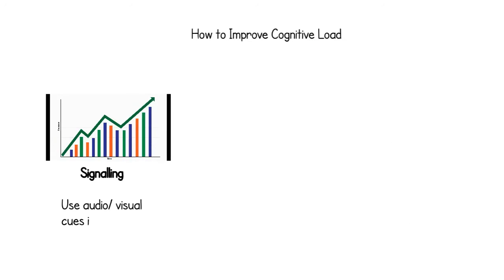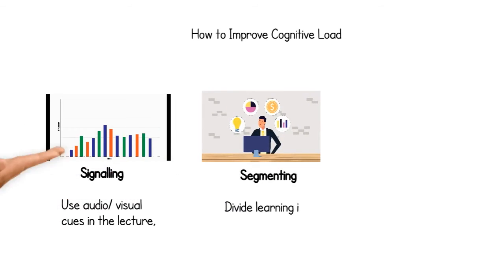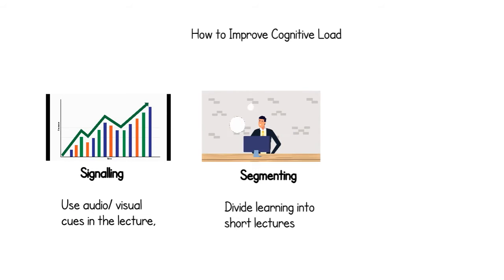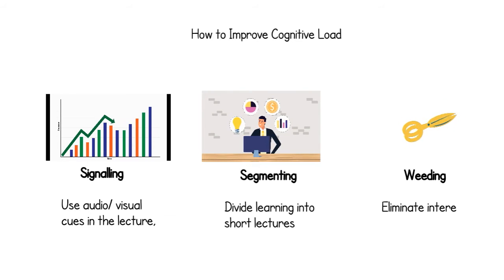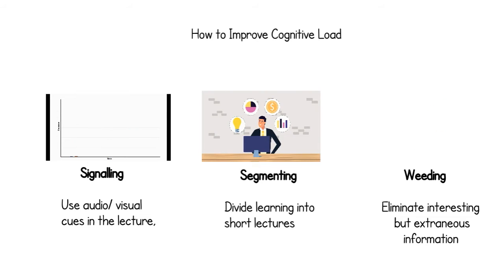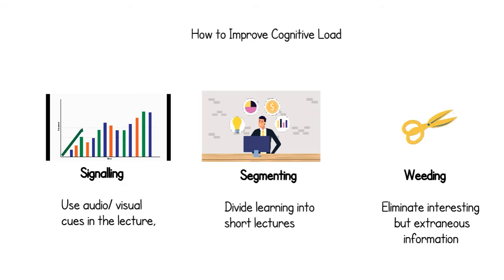1. Signaling. Make use of audio and visual cues to strengthen the association with words and concepts. 2. Segmenting. Divide learning into small and short lectures. And 3. Weeding. Eliminate interesting but extraneous information that does not help in achieving learning outcomes.